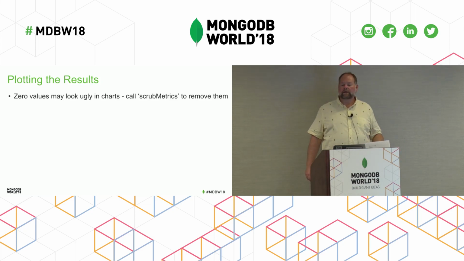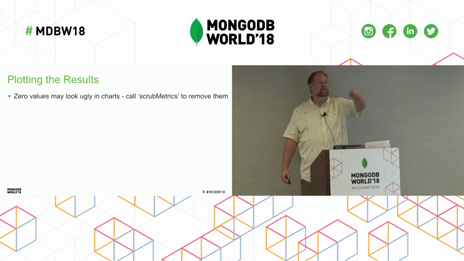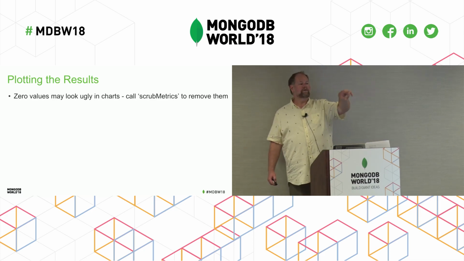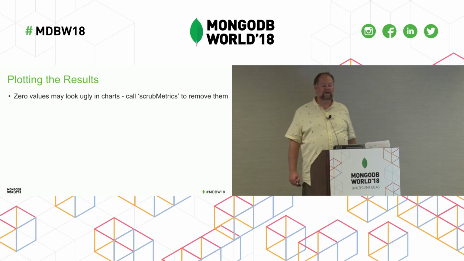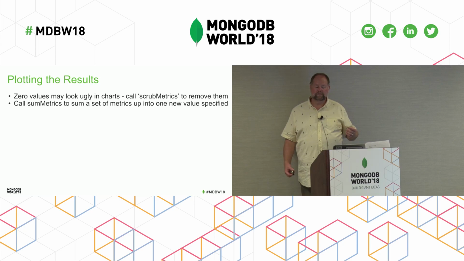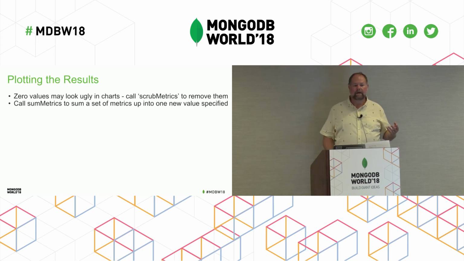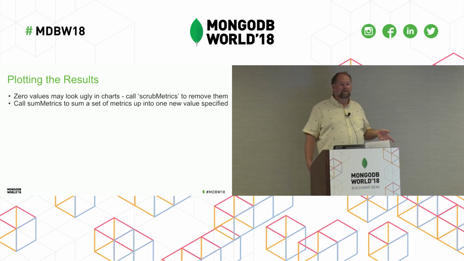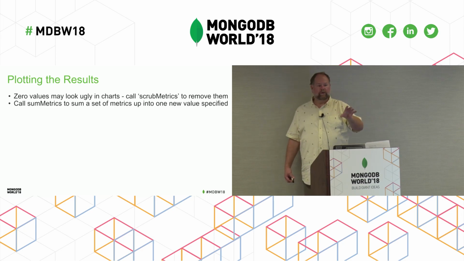Zero values can look ugly in charts, so there's a scrub metrics function to remove the zeros so you don't get lines that do this. We can just post nice, smooth, pretty lines, especially when you're dealing with a chat client where you have a smaller chart space to plot. Sum metrics is another utility function that allows you to sum multiple metrics up into one single value. We do this for op counters because op counters come in like 4 or 5 different flavors. So the op counters charts we saw in the demo at the beginning are actually sums of several different op counters.